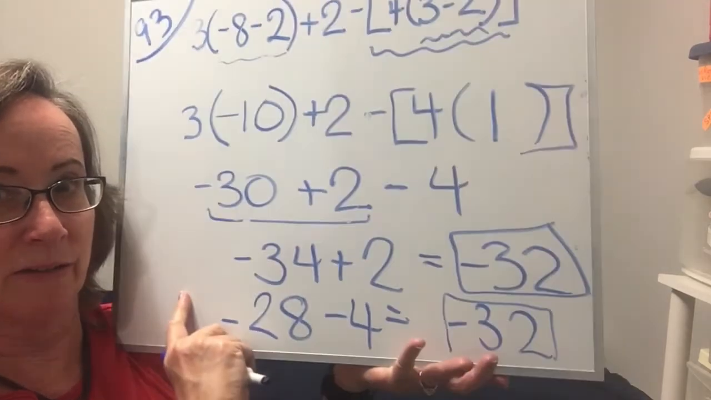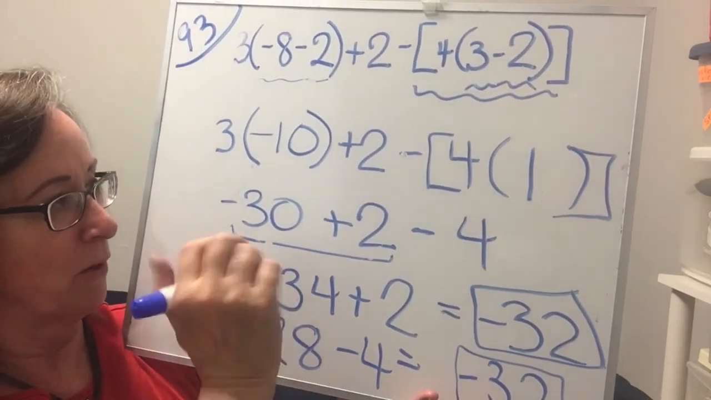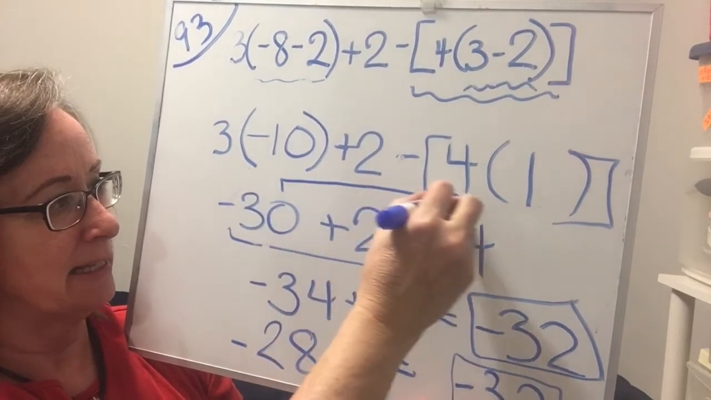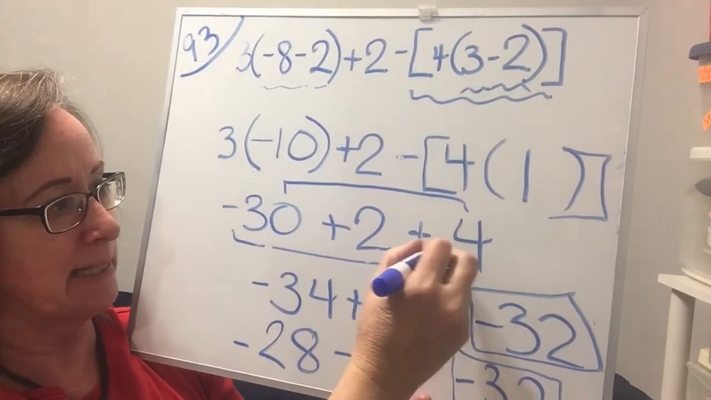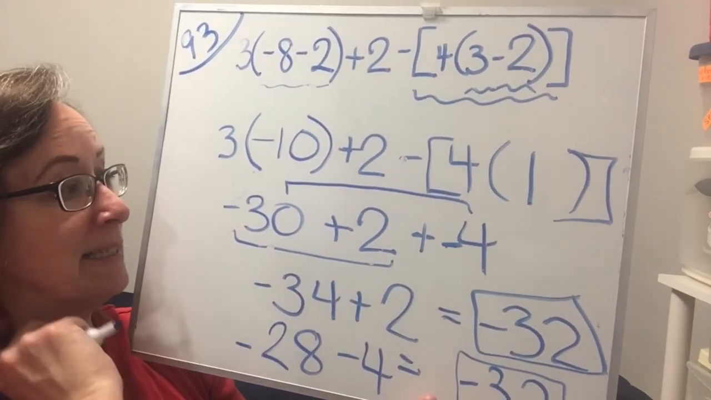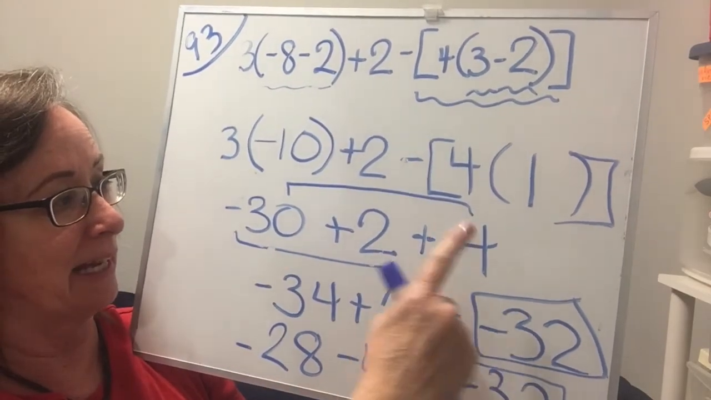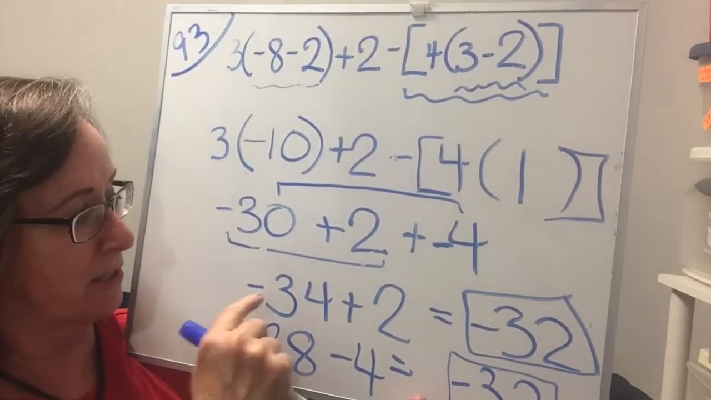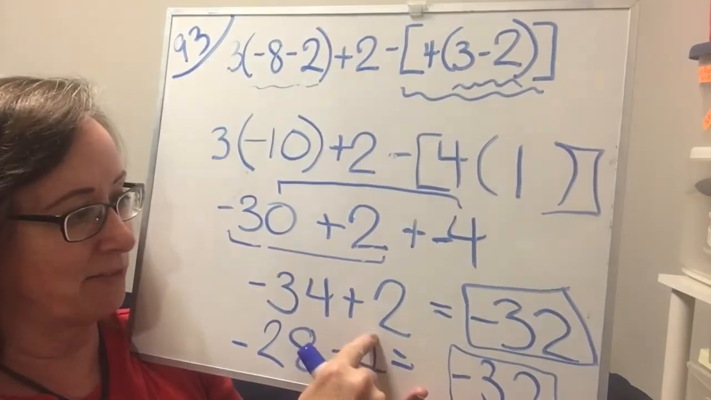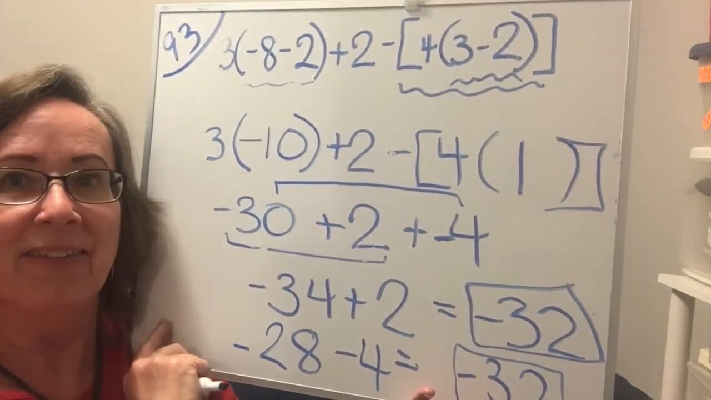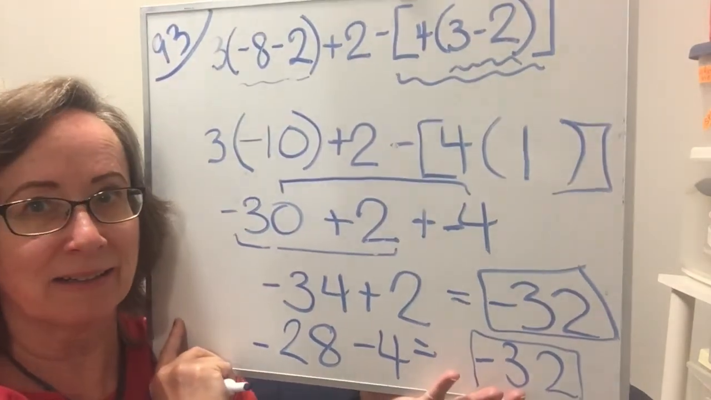And I showed you another cool trick where, since we're treating this like plus a minus, and we're adding, we can add the negative 4 and the negative 30 first, and then add the positive 2. And we get exactly the same answer.